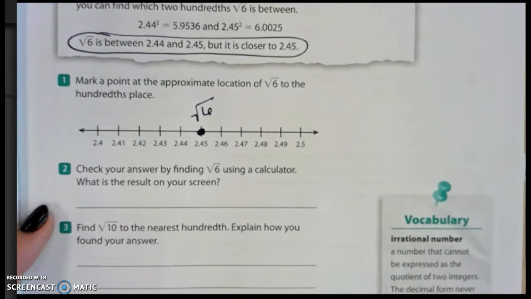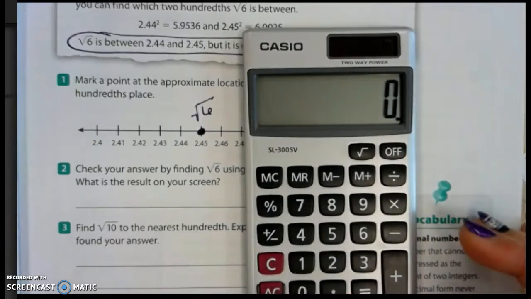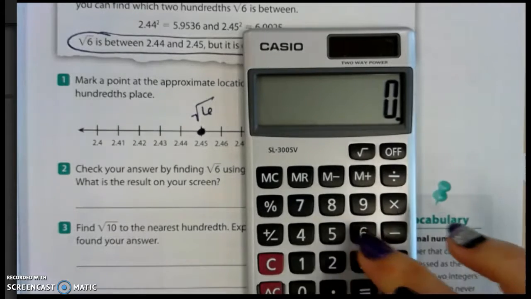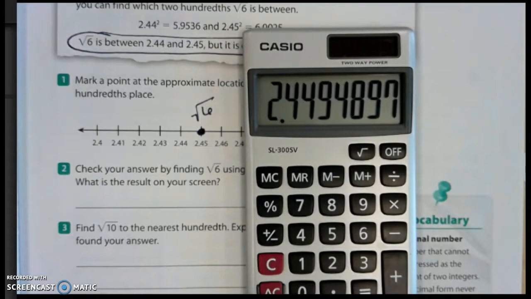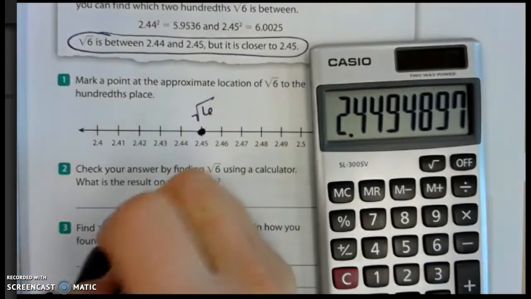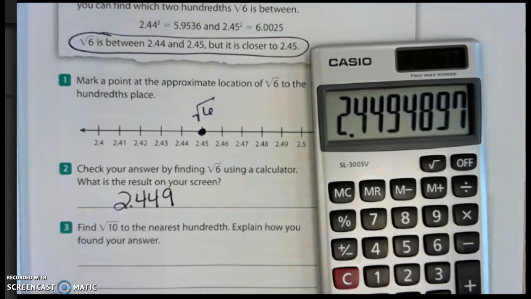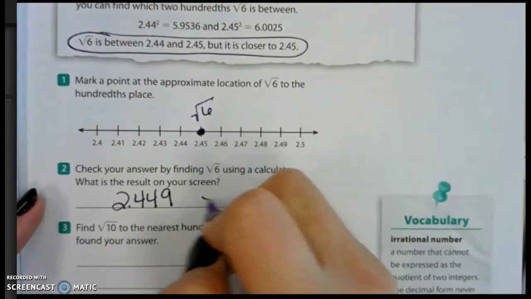On number 2, it says check your answer by finding the square root of 6 using a calculator. What is the result on your screen? Now, these are just my little cheap calculators, just a basic calculator. Notice the square root key. I'm going to type in 6, and then I'm going to tell it I want to know the square root, and it's going to give me the answer 2.449. So the result on the screen is 2.449.